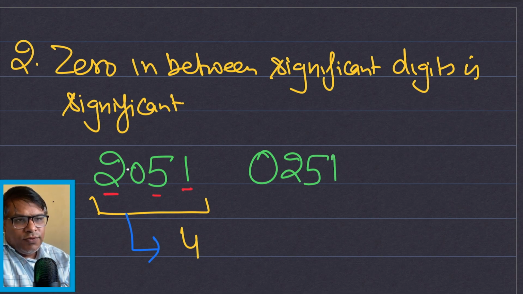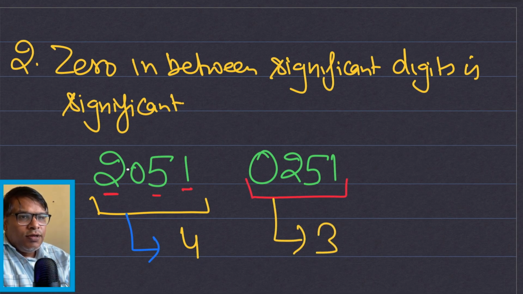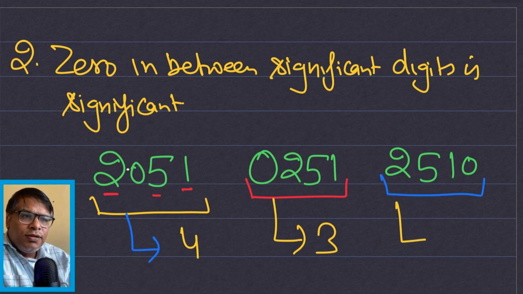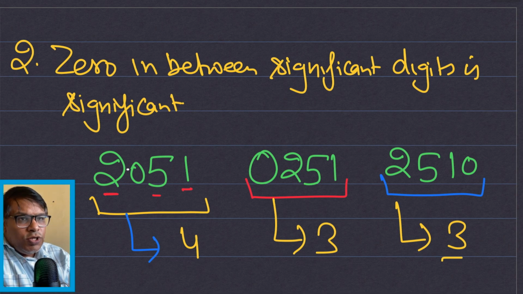Now let's take another example, 0251. Here the 0 is not in between significant digits, so it is insignificant. So how many significant digits? 3. Now if you take another example, 2510, how many significant digits? Very simple, 3. Here you see the trailing 0 is not significant. Only the 0 which is in between significant digits is significant.